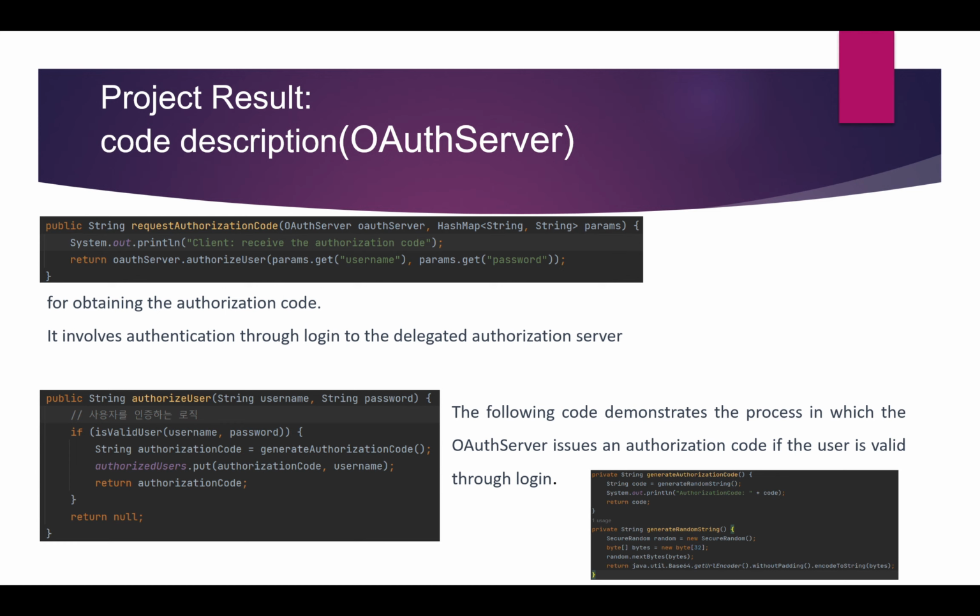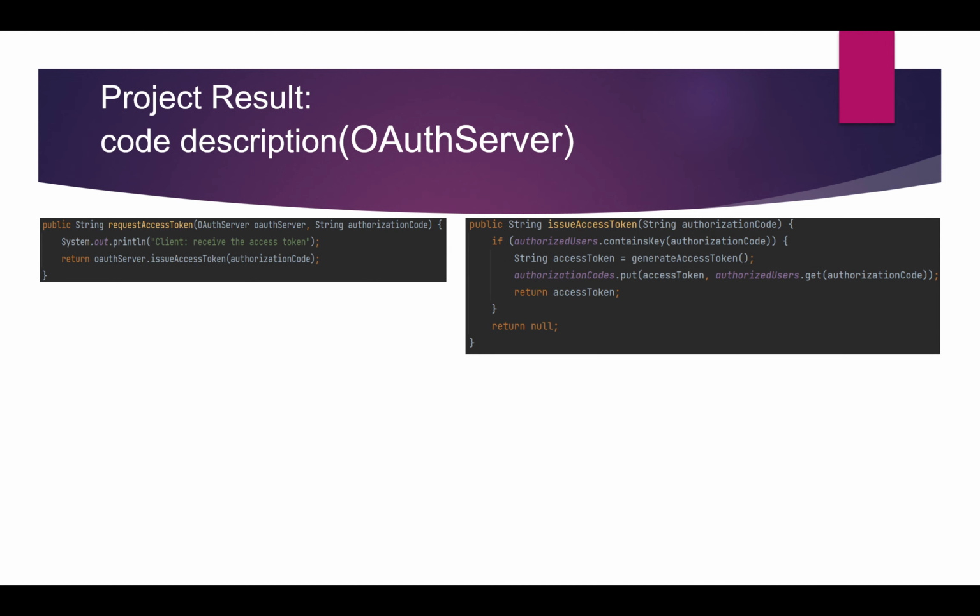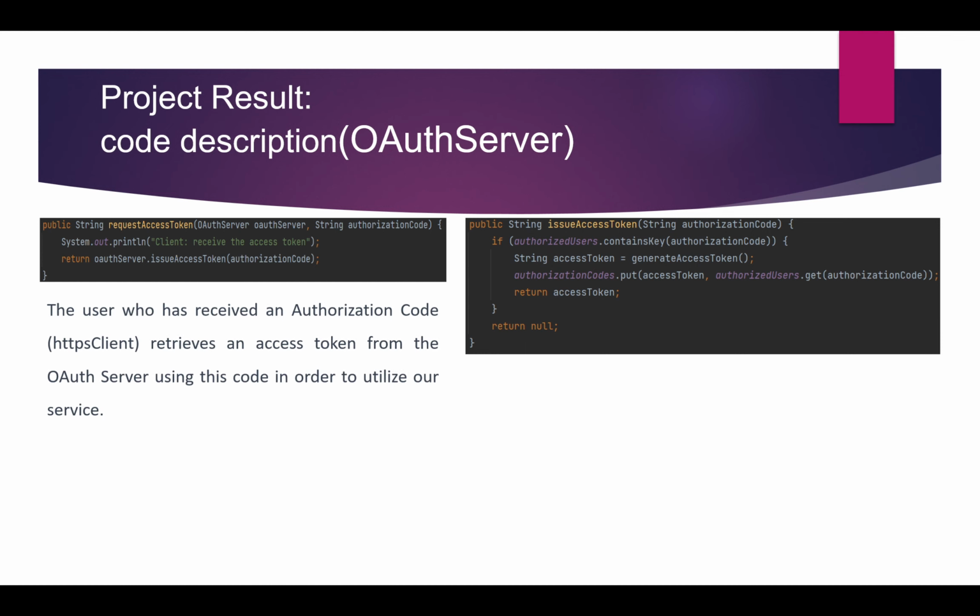And here the following code demonstrates the process in which the server issues an authorization code if the user is valid through login. The user who has received an authorization code retrieves an access token from the auth server using this code in order to utilize our service.